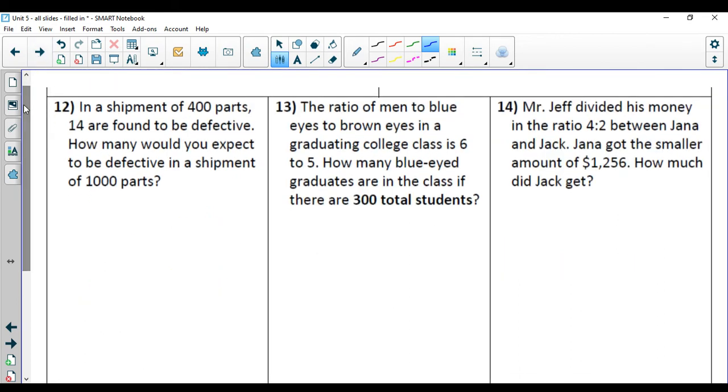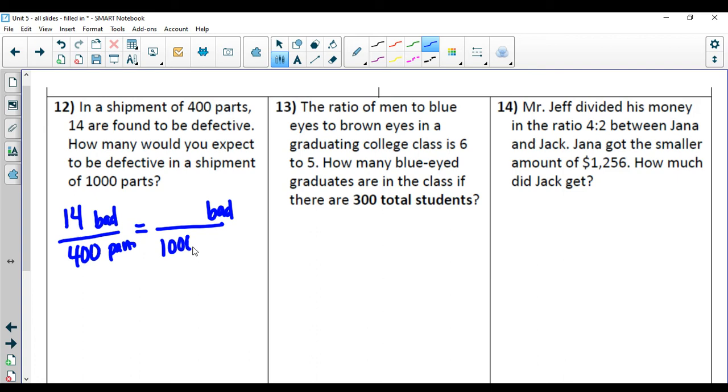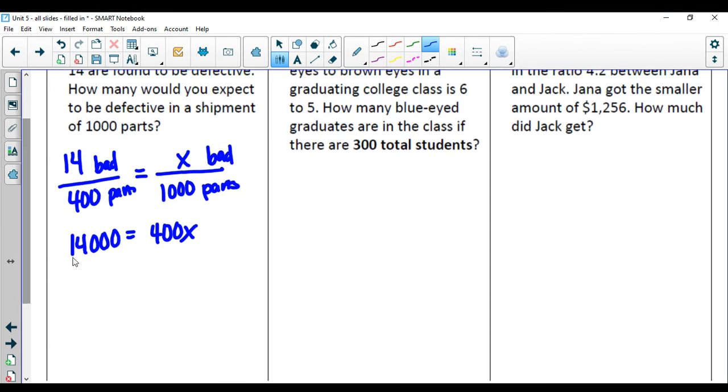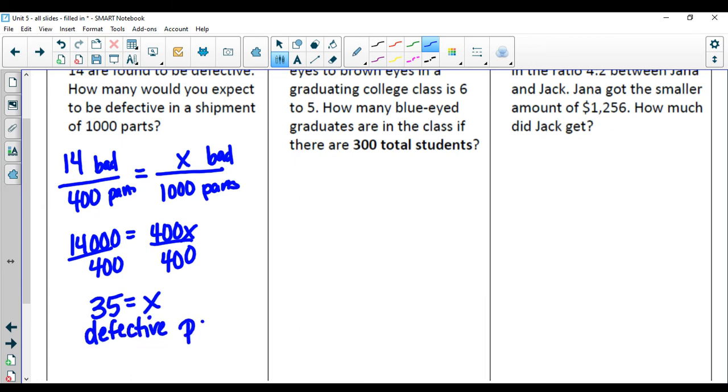All right, final 3 questions that we have here. In a shipment of 400 parts, 14 are found to be defective. How many would you expect to be defective in a shipment of 1,000? So we have 14 defective really means that they're bad out of 400 parts. And we want to know how many are going to be bad out of a total of 1,000 parts. So we're going to put an x here. So we're going to have 14,000 equals 400x. So to get x by itself, we're going to divide by 400 on both sides. And when we do that, we get 35 equals x. So we could say 35 defective parts.